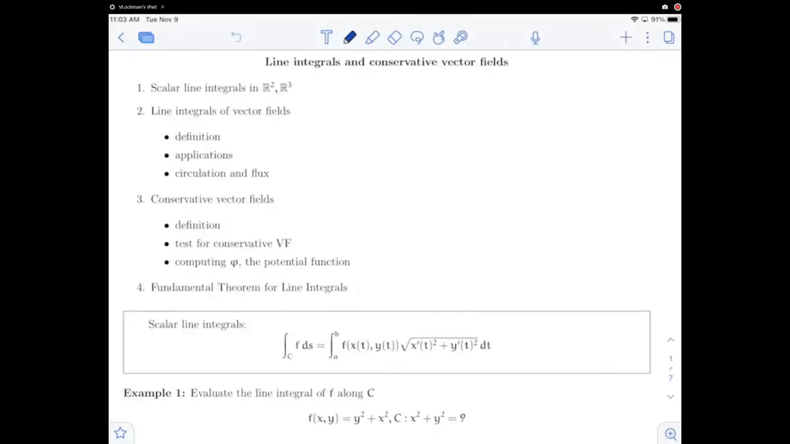Okay, this is live lecture number 14. We're in Calculus 3, November 9th. So you see here is the agenda for today's class. A lot of stuff to cover.